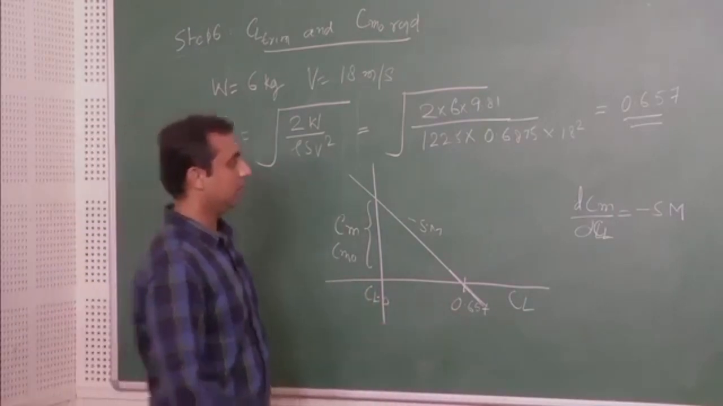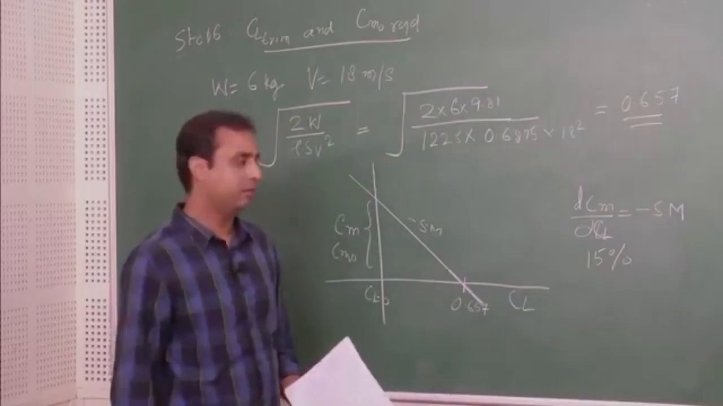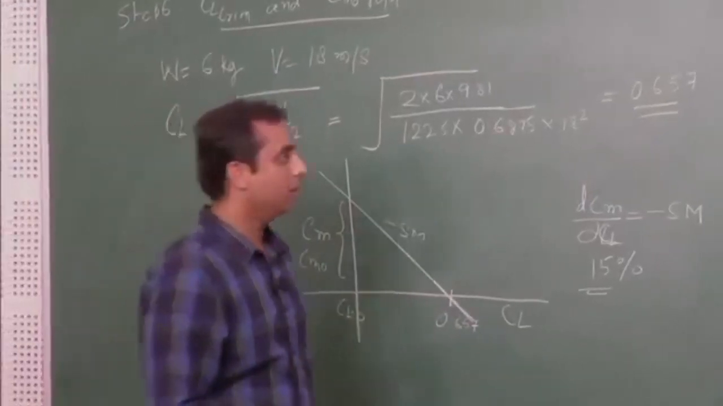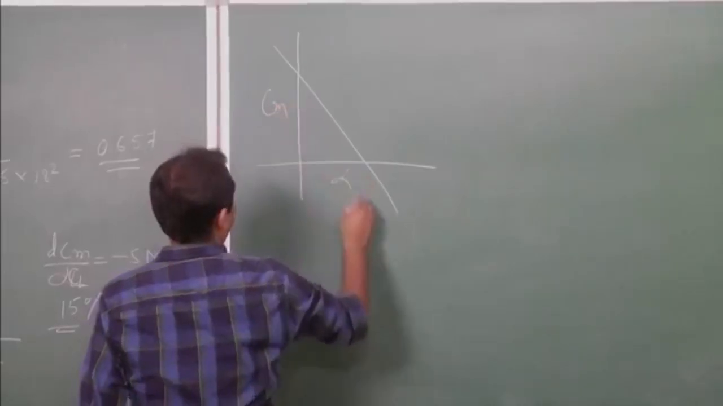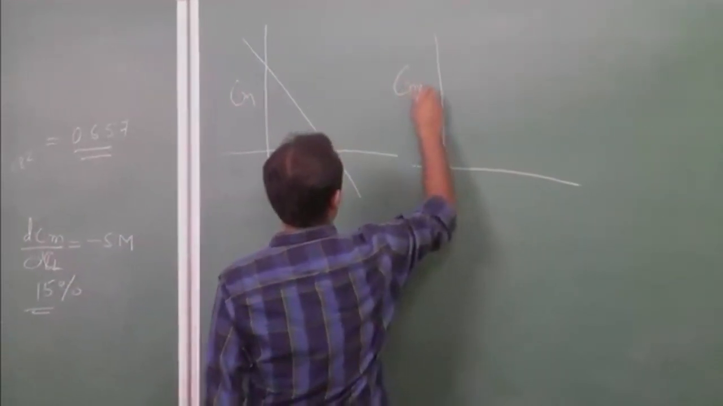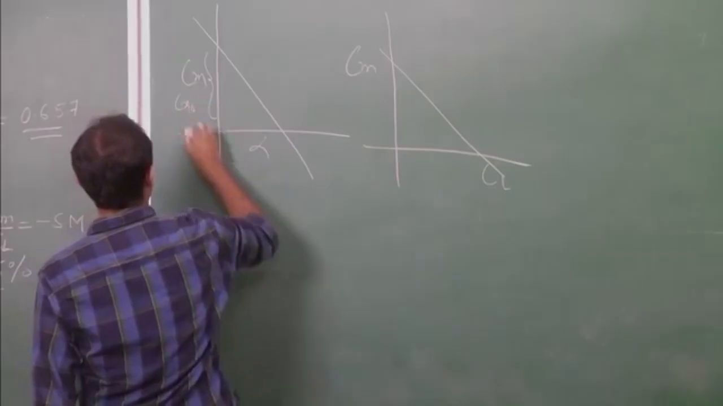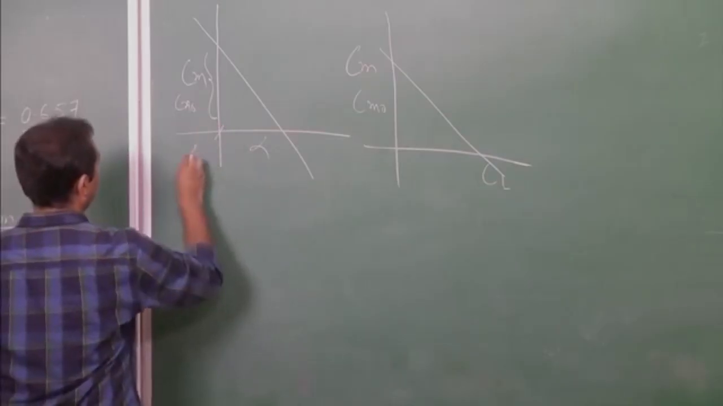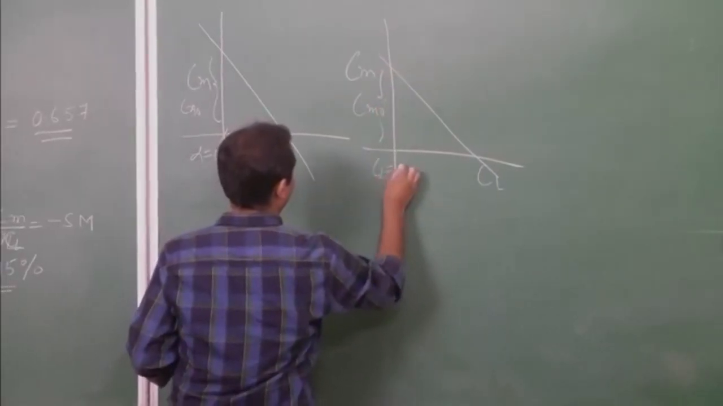So let's assume I want a static margin of 15%. You can take any static margin, 10, 15, 20, whatever you like. I have selected 15% as my static margin. We know that in order for an aircraft to be statically stable, the slope of Cm versus alpha or slope of Cm versus Cl should be negative, as well as Cm naught should be a positive number. But these two have different cases. Here this Cm naught is at alpha equals 0, here this Cm naught is at Cl equals 0.